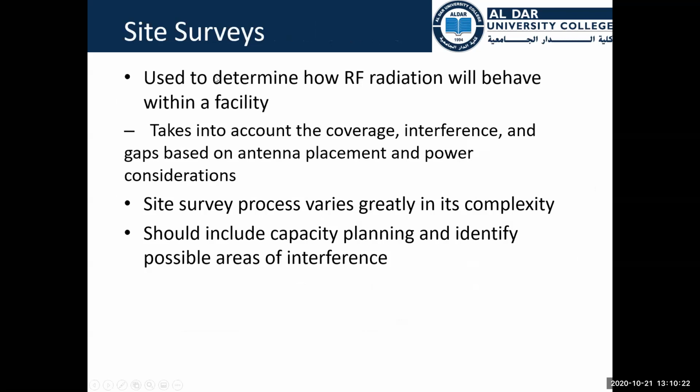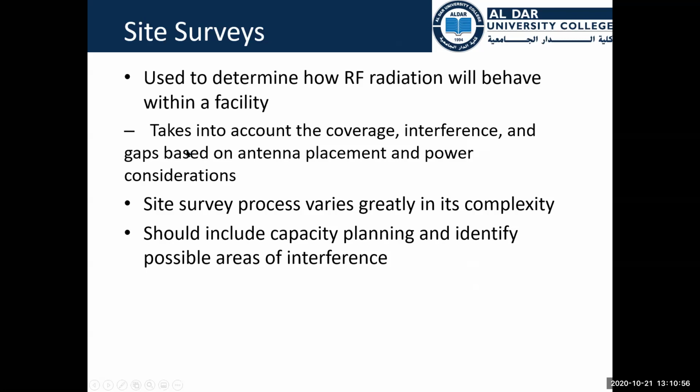So the site surveys. That's why there is a coverage map. The coverage map helps us determine the design of our access point locations, and we do a site survey. A survey is to determine how RF radiation will behave within a facility. So you take into account the coverage maps, the interference from other signals, and the gaps between the antenna placement and the power considerations.